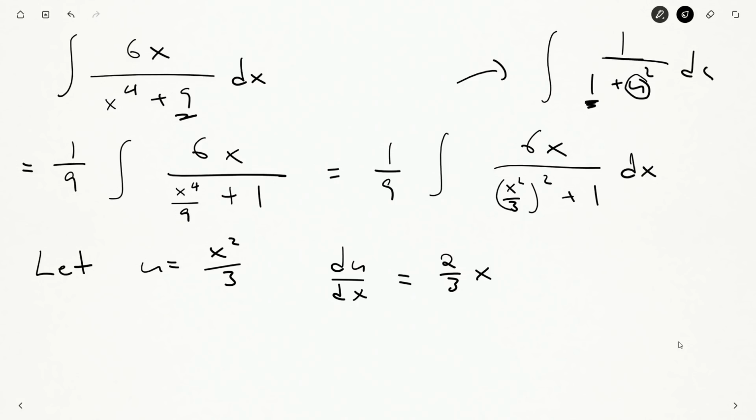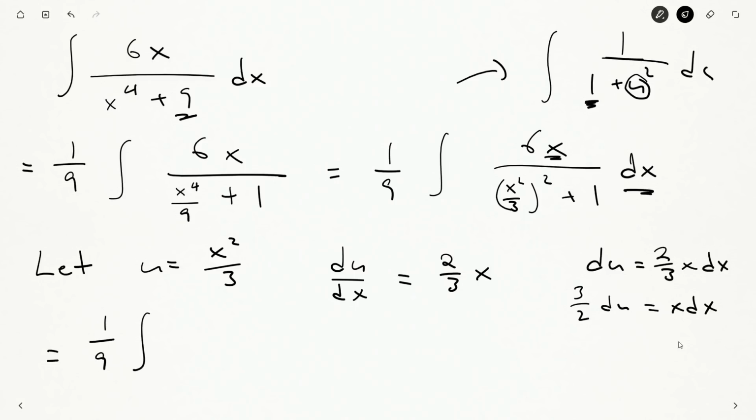Okay. So, well, I can't quite plug this in, but maybe if I say something like du is 2/3 x dx. I've got an x and a dx here, so maybe 3/2 du is x dx. And now we can substitute. So we get the 1/9, he stays outside. 6, and now I've got x dx all together, get replaced with 3/2 du. And on the bottom, I get u squared plus 1.